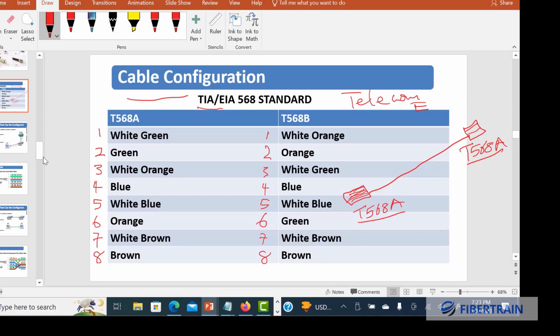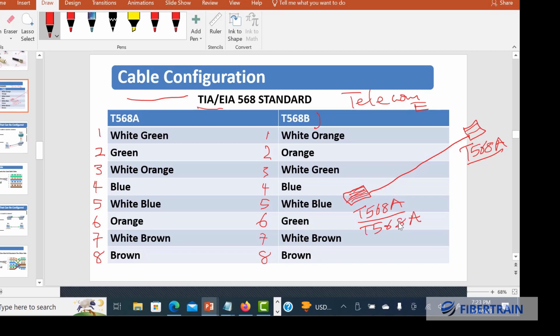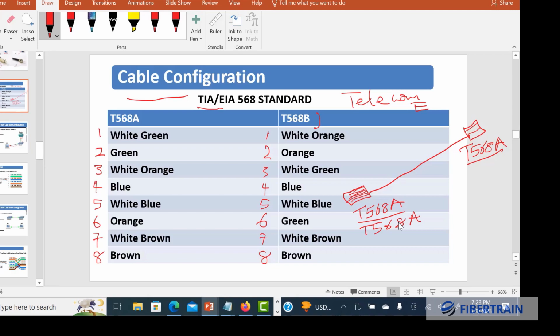It could also be that we want to use this other standard, right? So it means that we are using T568B. It means that the first wire will be what? White mixed with orange. The second should be what? Orange. Third should be white and green. Fourth should be blue. You get the idea? So if we use this formula this side, the point is we should maintain the same thing the other side.